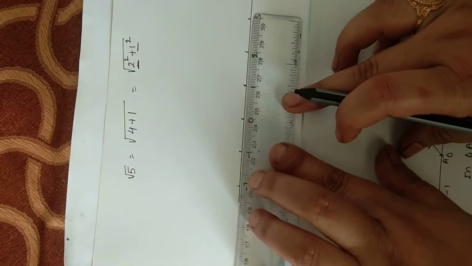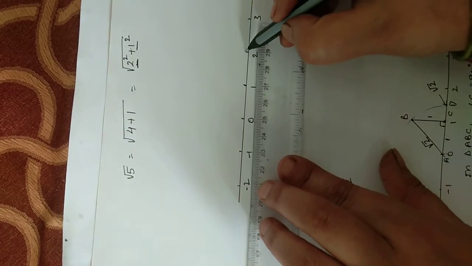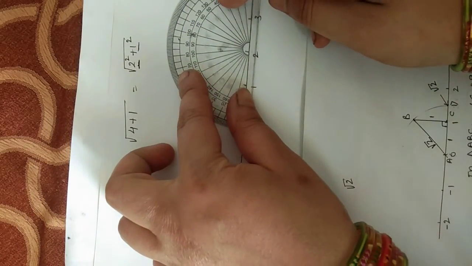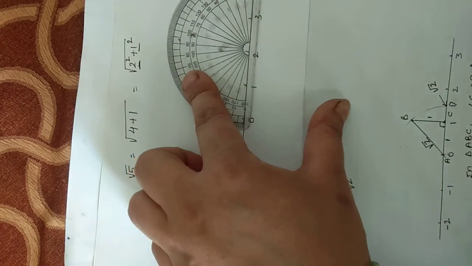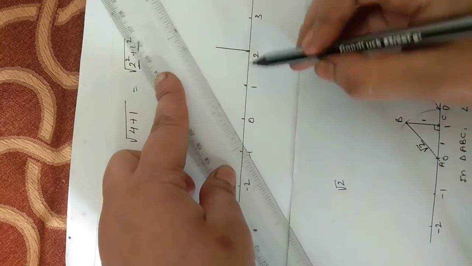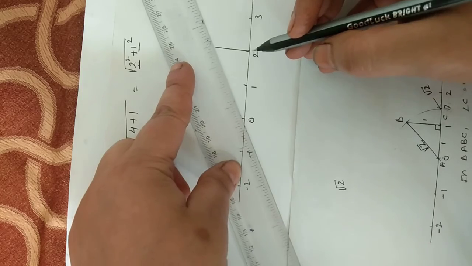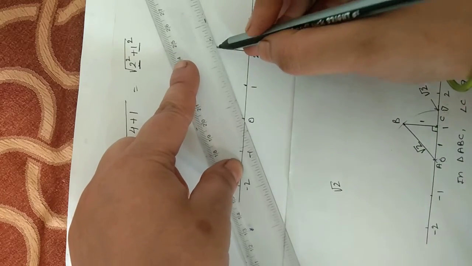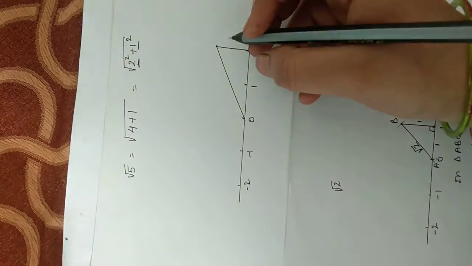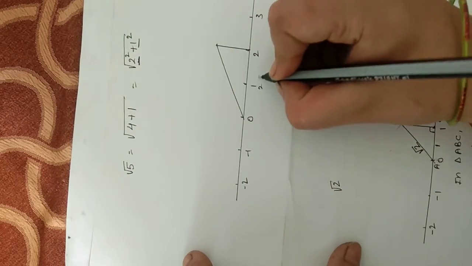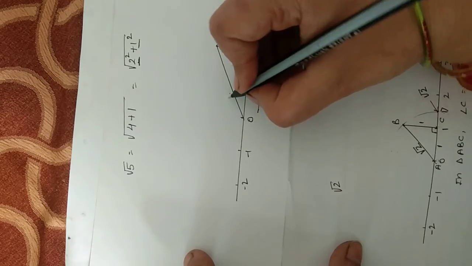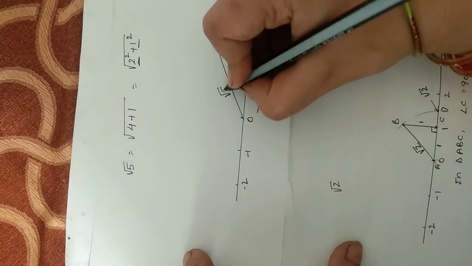You will take 2 unit gap, and at 2 unit gap we will make an angle of 90 degree and make the distance of 1 unit. So point 2 unit, 1 unit. Now you will join it to 0. So now see here, 2 unit, 1 unit. It is 2 unit gap, 1 unit gap. Now here what will you get? You will get root 5. How?